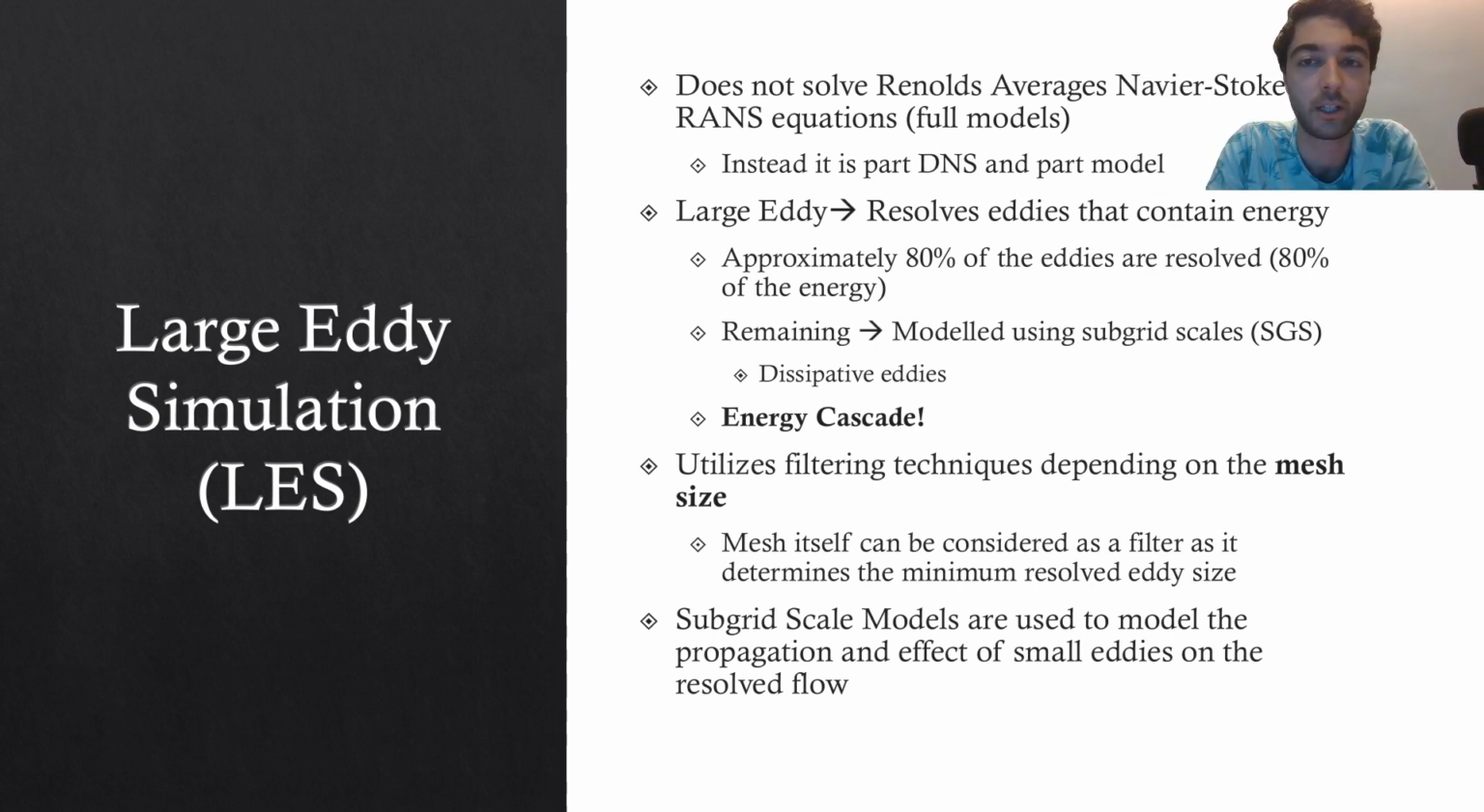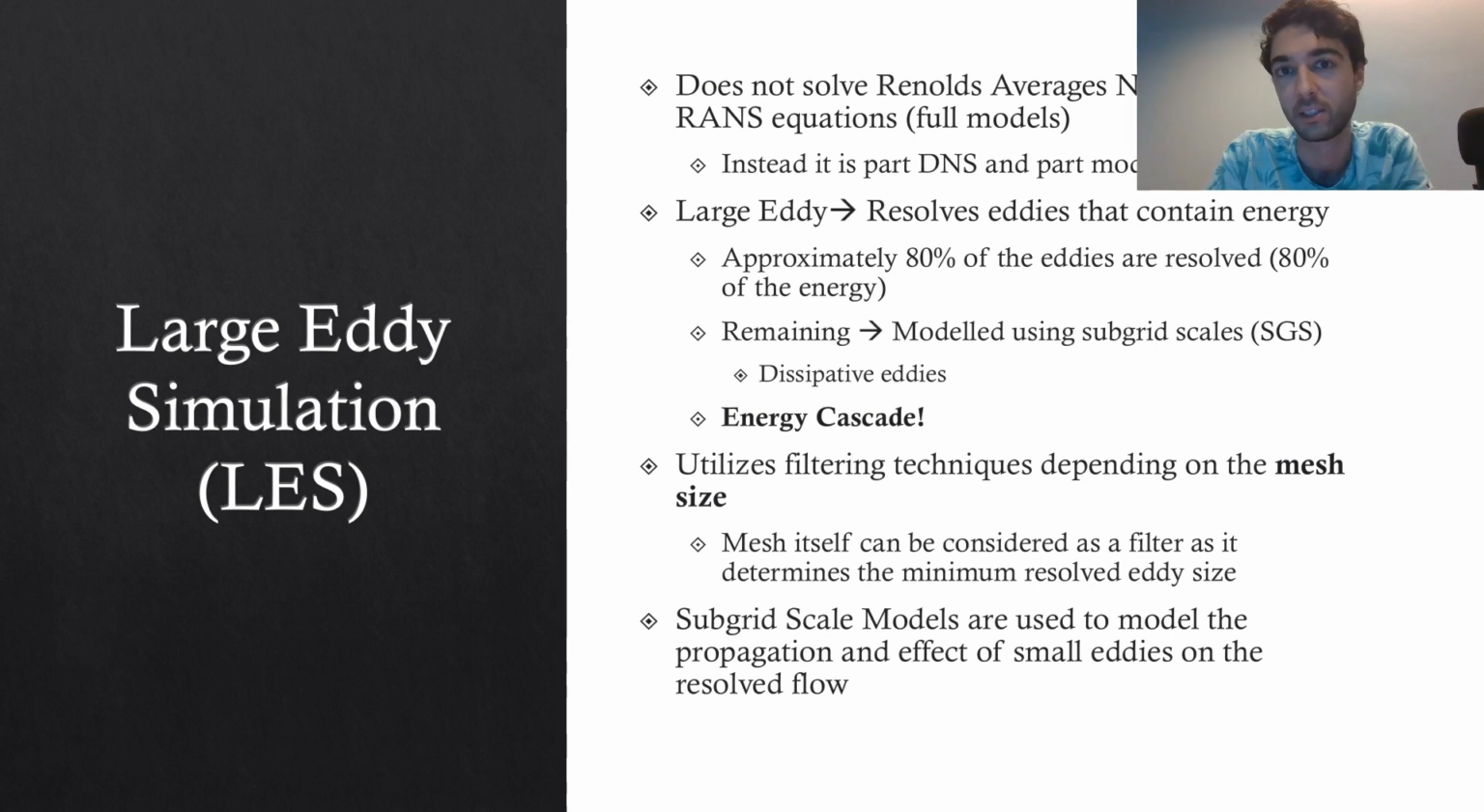RANS equations are full models, meaning that the whole flow is fully modeled. And there are statistical averages, so you don't have instantaneous velocity fields. You have mean velocity fields, for example, or mean pressure and temperature fields. Any property will have its mean value. And so large eddy simulation is not a random simulation.